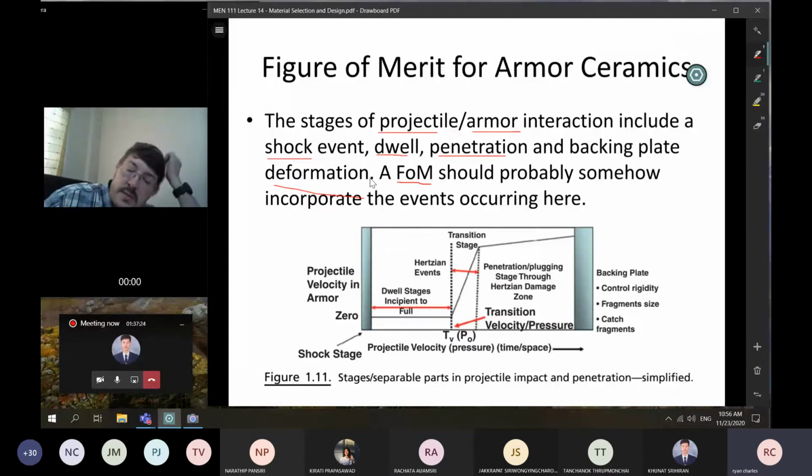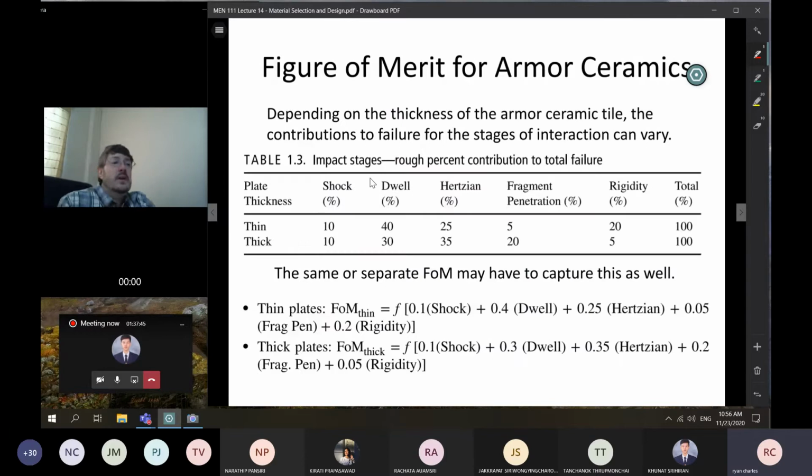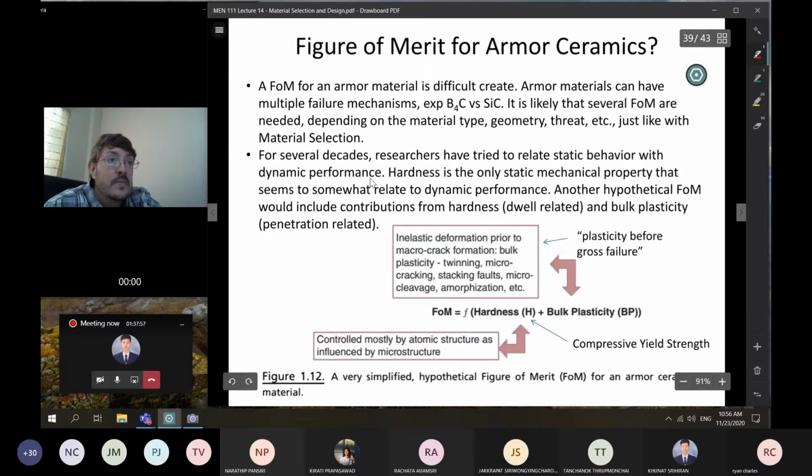So Ashby's design problems are largely static, and so he has static figures of merit. But if you have a dynamic design problem, maybe you need a dynamic figure of merit. And you have to figure out how to do that because no one really has. And the figure of merit might have to be very variable because dynamic events are incredibly variable, unfortunately.